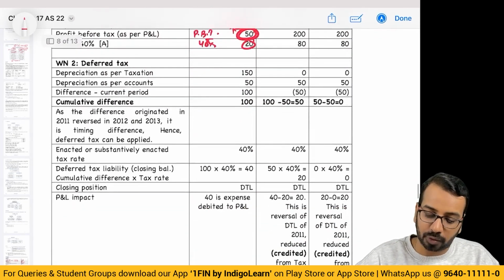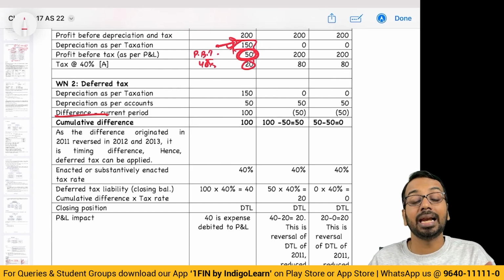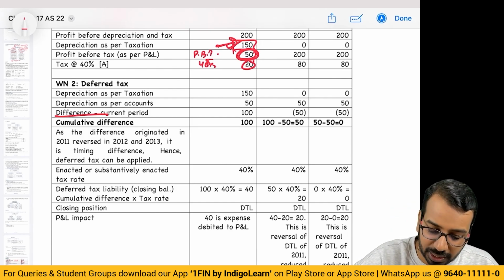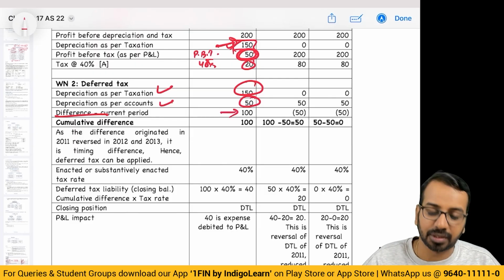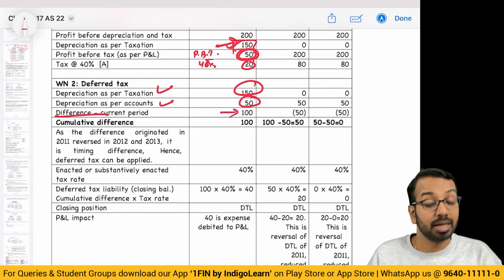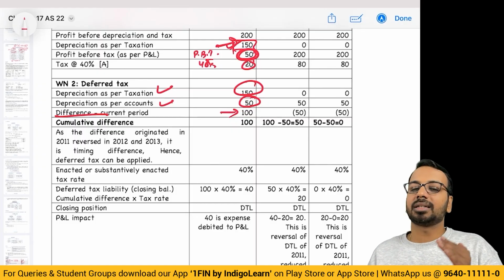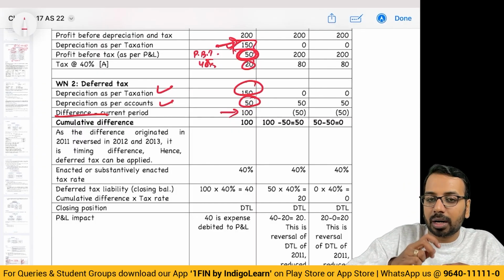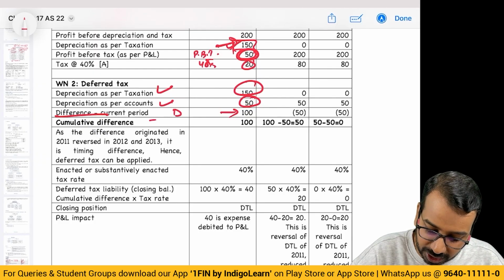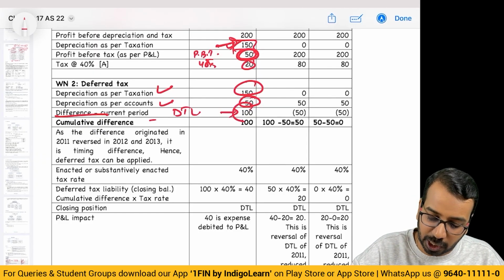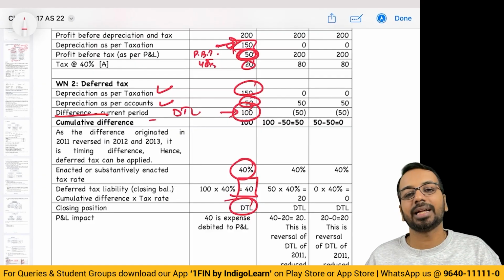Now, what is the amount of higher tax? We have to see what is the difference. First step, identify the difference. Depreciation as per taxation 150, as per accounts 50, difference is 100. Now, is this a temporary difference or a permanent difference? This is a temporary difference. I am paying lower tax now, so I have to pay a higher tax in the future. So this will result in a deferred tax liability. 100 multiplied by 40%, 40 becomes the deferred tax liability.